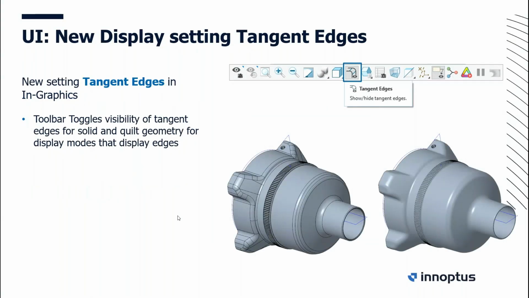New display for tangent edges. That was a functionality that was already present. You could, but you had to go in settings to do that and to hide those tangential lines. Now it's just a toggle button that they added to the ribbon. So a little bit easier, but a functionality that was already present.